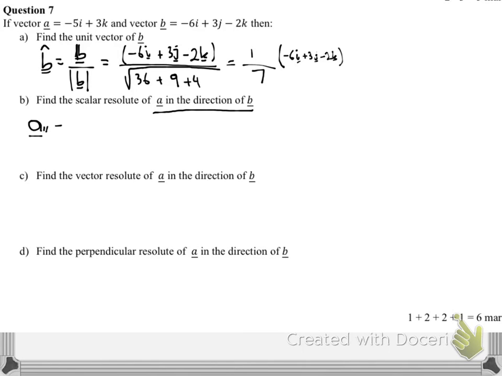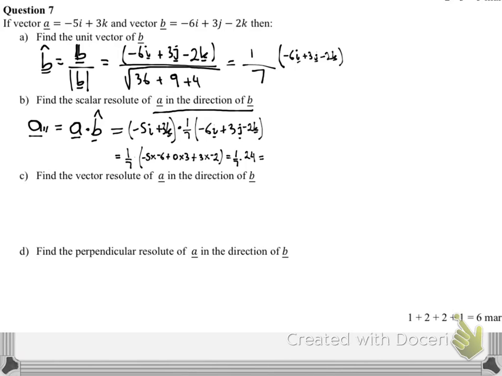Okay, so here's the formula for finding the scalar resolute. Remember, that's the bracket part of the main formula. So this is a scalar value. You're going to get 24 over 7. Okay, so make sure you carry out the dot product carefully. The i's multiply plus the j's multiply, then plus the k's multiply. And take this 1 over 7 fraction, bring it out the front first, and then save it there to the very end.